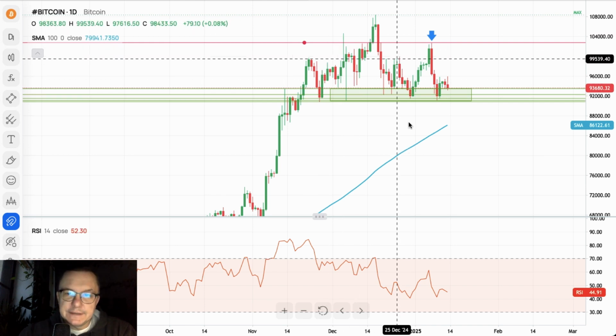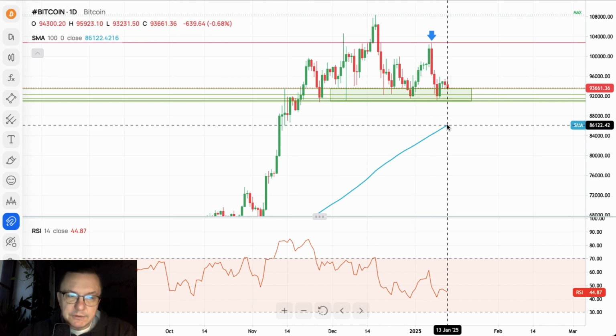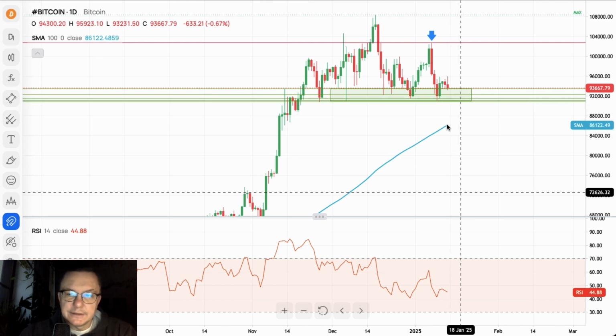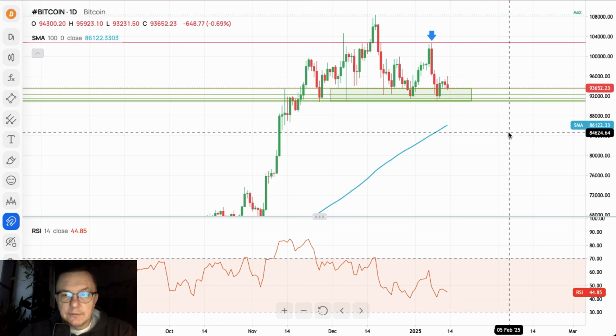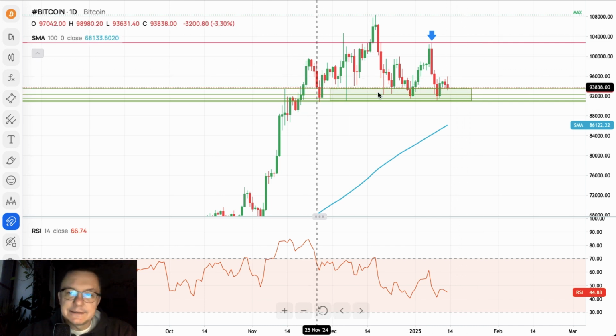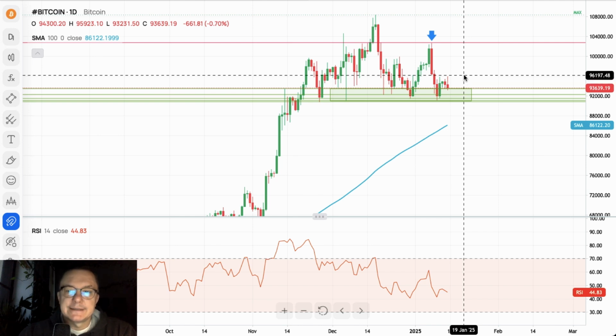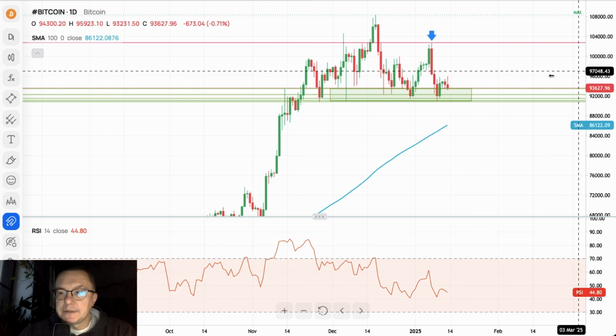If this is head and shoulders for sure, it will be confirmed when we break, and if the target will be hit, obviously, right? If the momentum is strong enough to hit this target. So if the bulls do not do something to invalidate this pattern, we might have a topping formation, a head and shoulders pattern, which indicates trend reversal on Bitcoin.